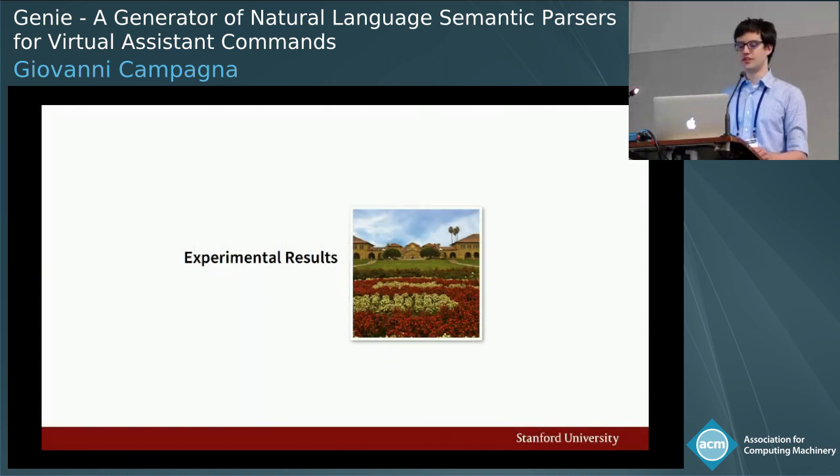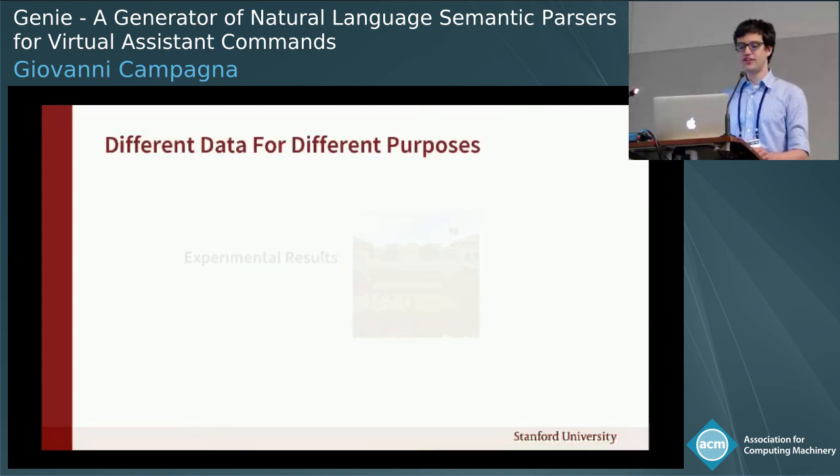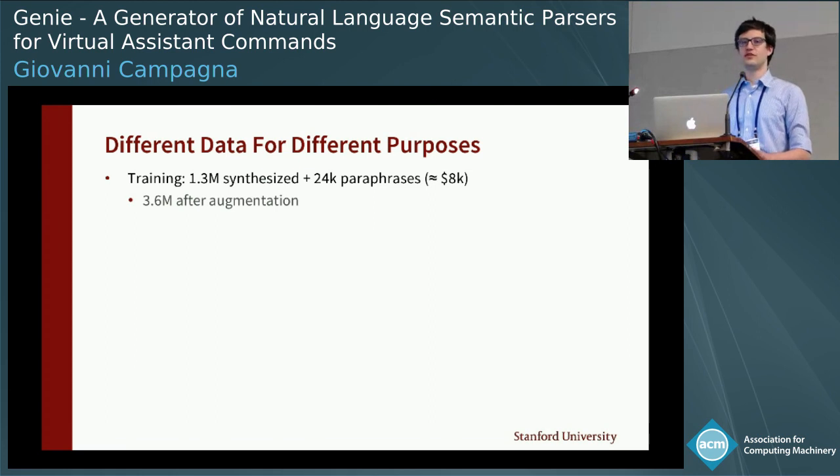So moving on to experimental results, the first thing to observe is that we'll have different data for different purposes. Using our tool, we generate 1.3 million synthesized sentences, for which we sample 24,000 paraphrases. This turns out to be about $8,000 on Amazon Mechanical Turk. And after augmentation, our training set is 3.6 million.